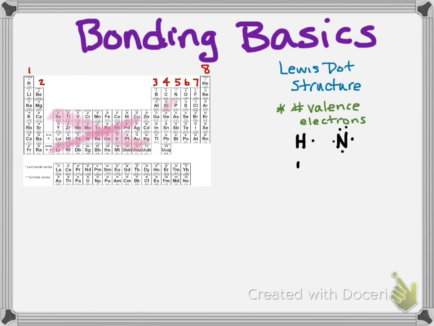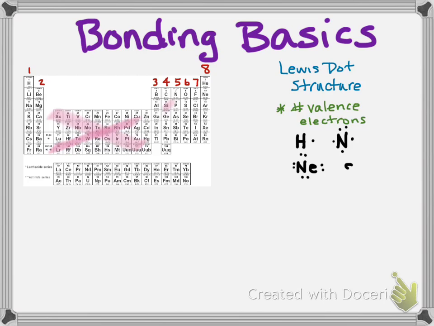So I'm going to give you a few examples here. Let's start with hydrogen. That one has 1 valence electron, so it has 1 dot around it. Nitrogen has 5 valence electrons, so it has 5 dots around it. The maximum number of dots that anything can have around it is 8. Now I want to show you how you actually draw one of those out. We want to have electron pairs. That's important in bonding.